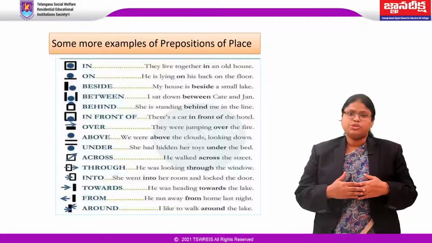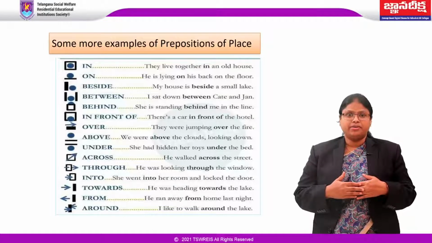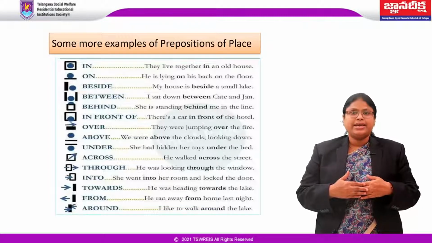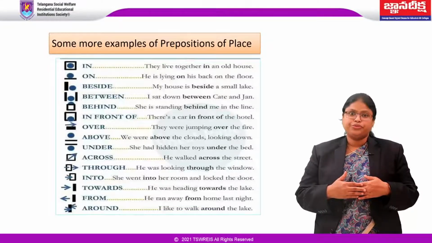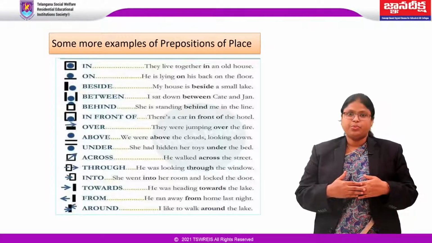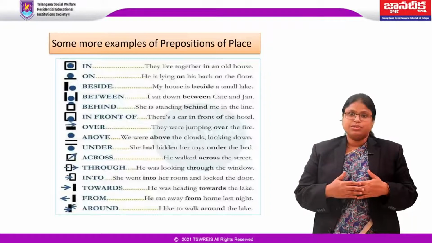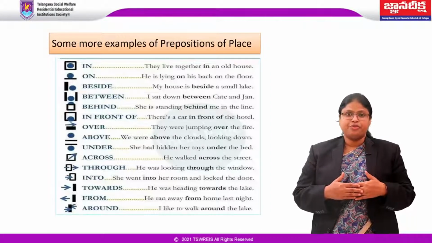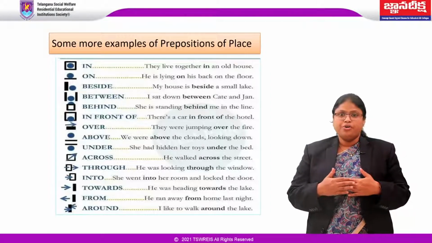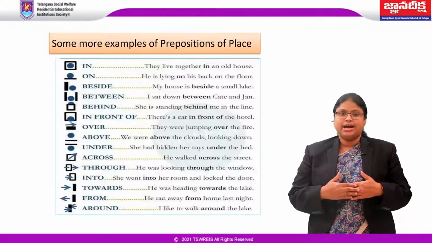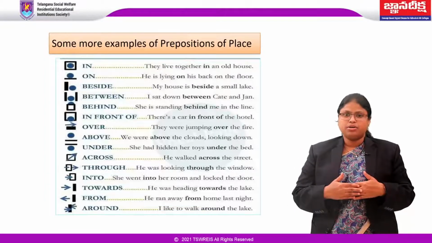Over: they were jumping over the fire. Above: we were above the clouds looking down. Under: she had hidden her toys under the bed. Across: he walked across the street. Through: he was looking through the window. Into: she went into her room and locked the door. Towards: he was heading towards the lake. From: he ran away from the house last night. Around: I like to walk around the lake.